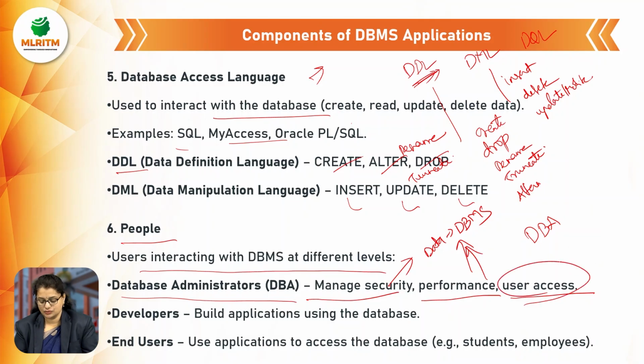And the next one is user access. A particular person can access this data by using the permission of the DBA. Without the permission of the database administrator, we can't access the data. If the user has access, we can directly access the data. Otherwise, we cannot access the data. So if you need any data, we must take permission from the DBA.